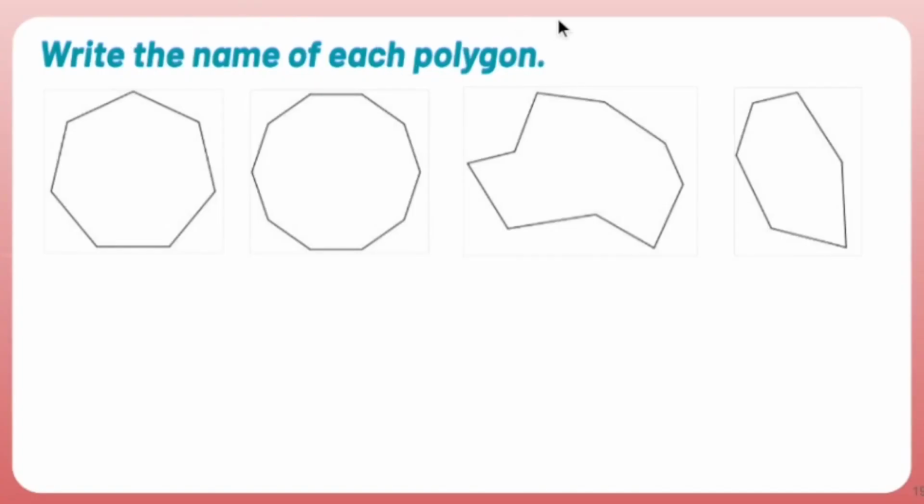Write the name of each polygon. Now, polygons get their names by how many sides they have. So let's count the sides and name them. 1 side, 2 side, 3 side, 4 side, 5 side, 6 side, 7 sides. A 7-sided figure is called a heptagon.